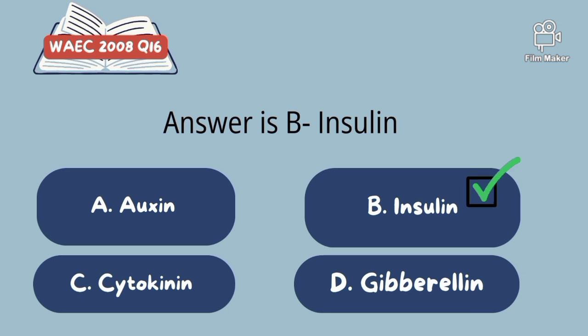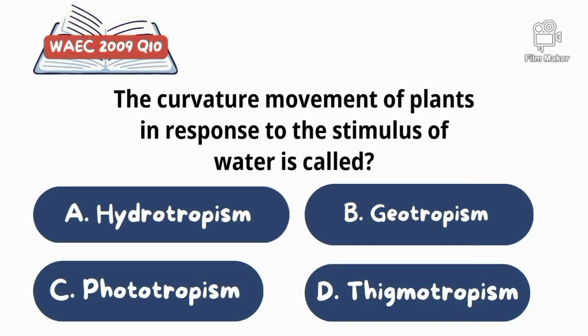The next question is question 10 from 2009. And it says, the curvature movement of plants in response to the stimulus of water is called A. hydrotropism, B. geotropism, C. phototropism, and D. thigmotropism.